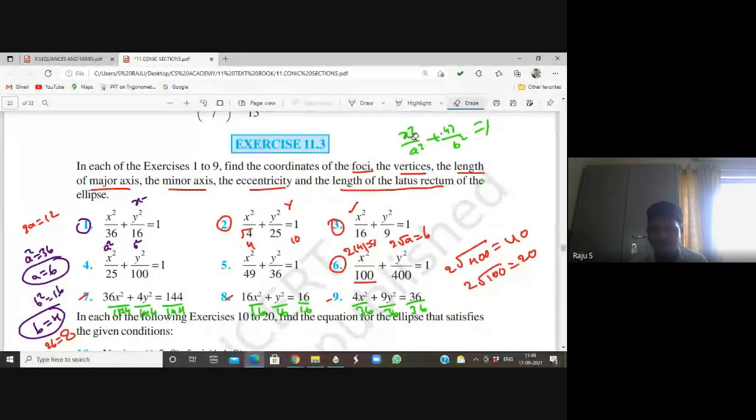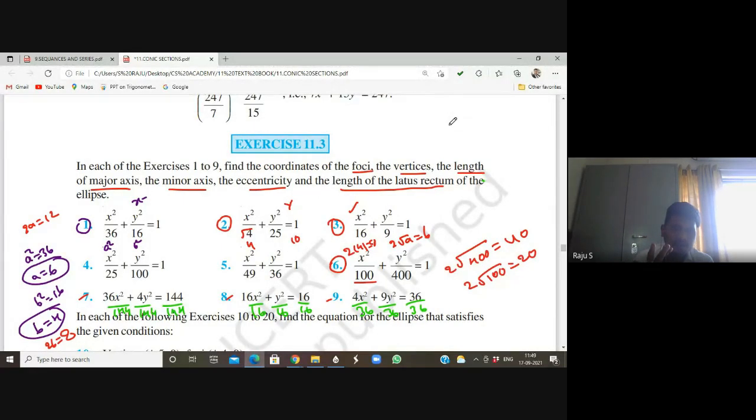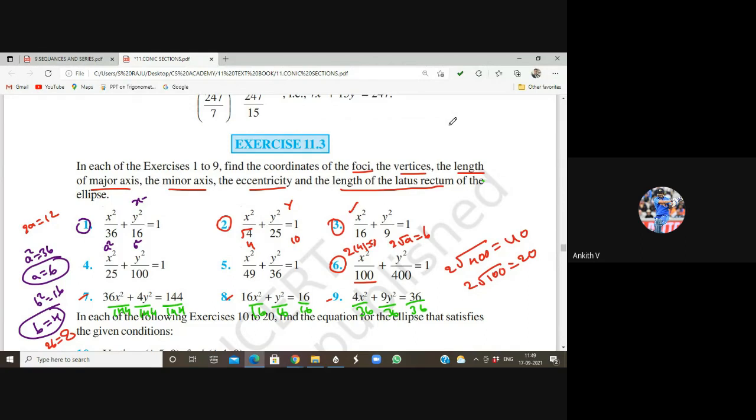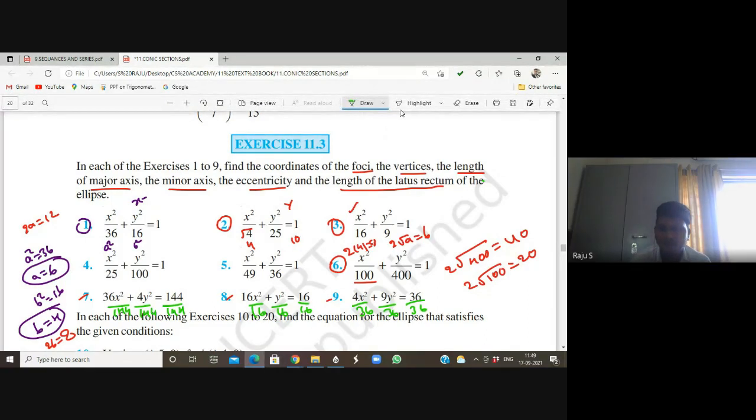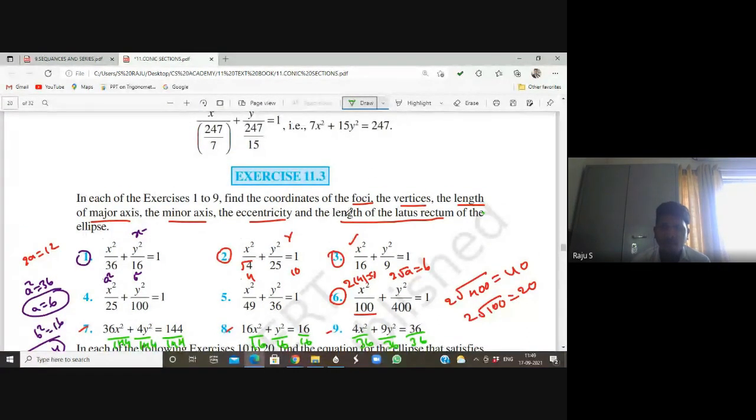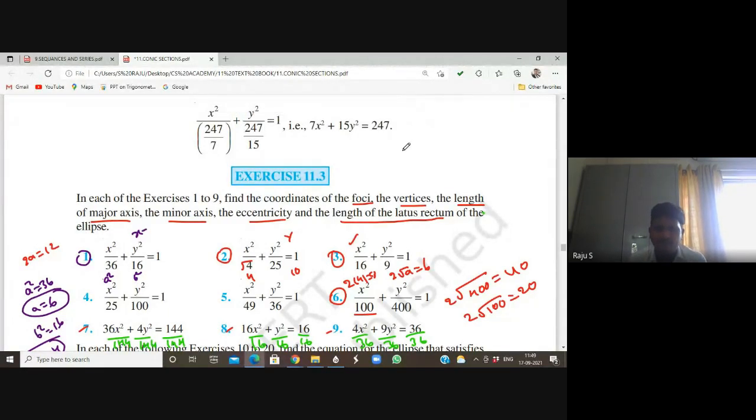Okay, fine, students. Is it difficult to find the length of major axis and minor axis? Is it okay, how to find major and minor axis? Yes, sir, easy. I'll write one question very clearly, but it's very easy. You can find those values within 2-3 seconds.